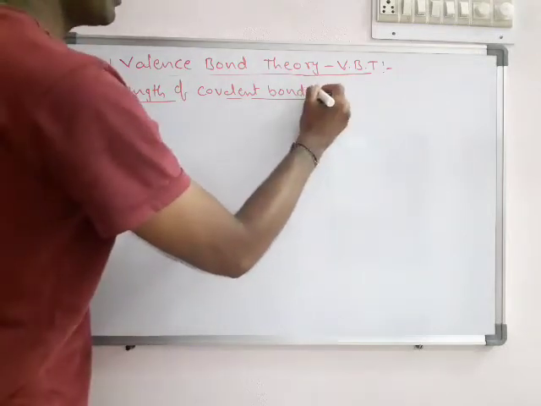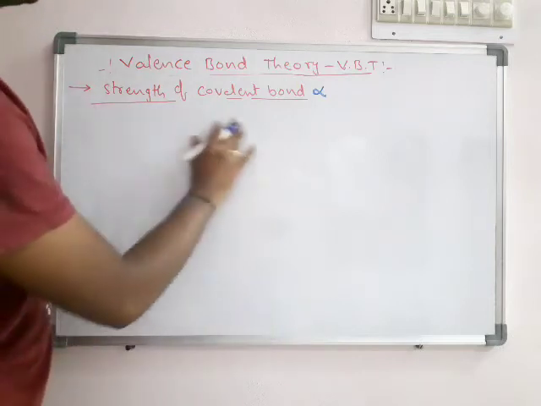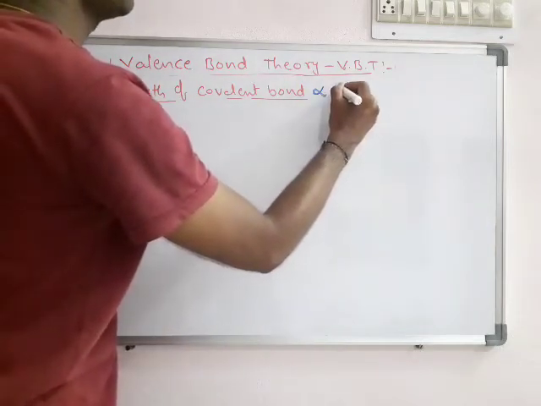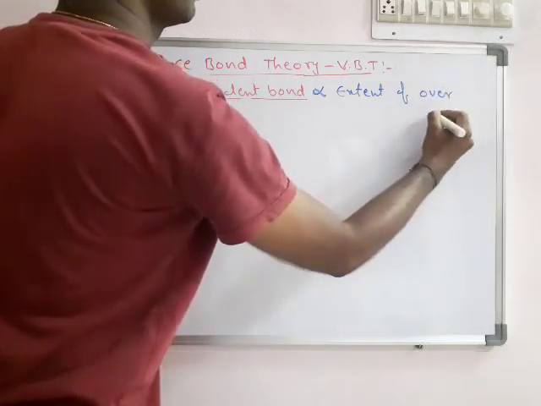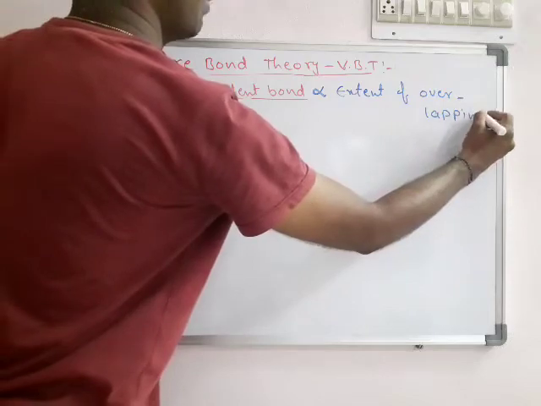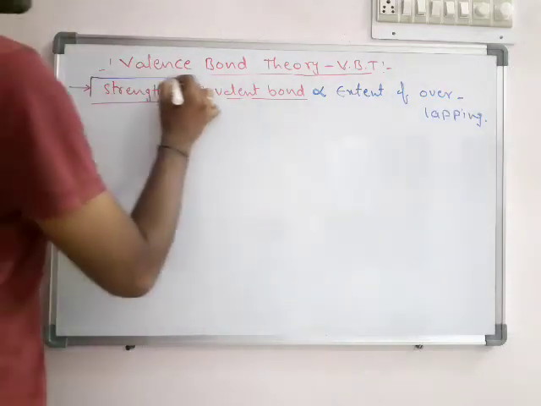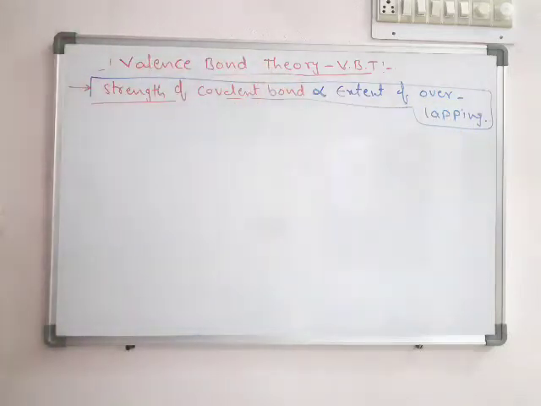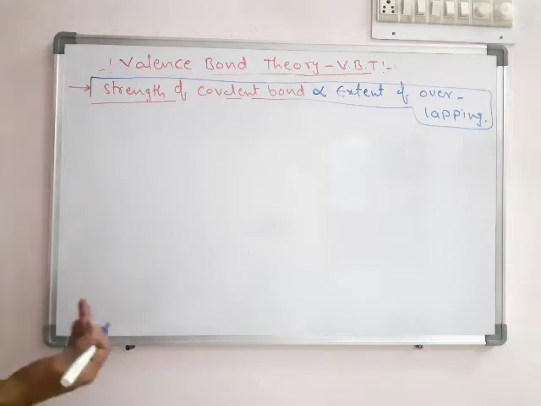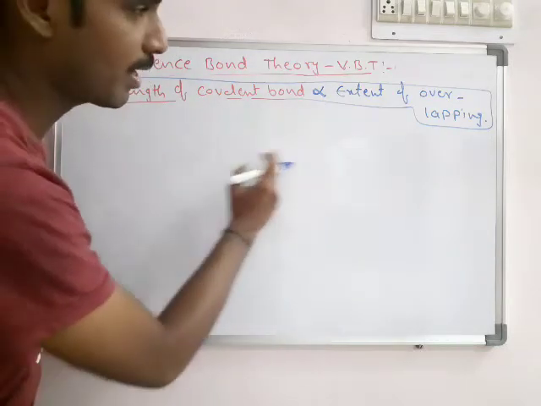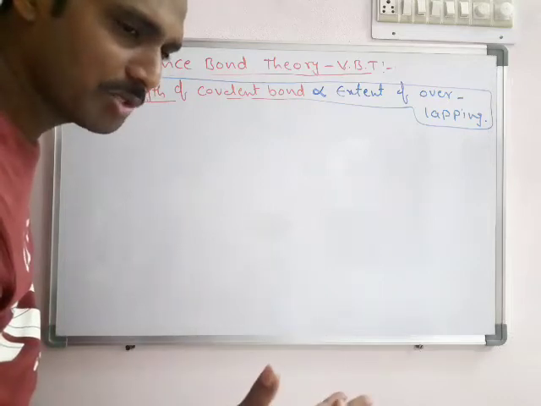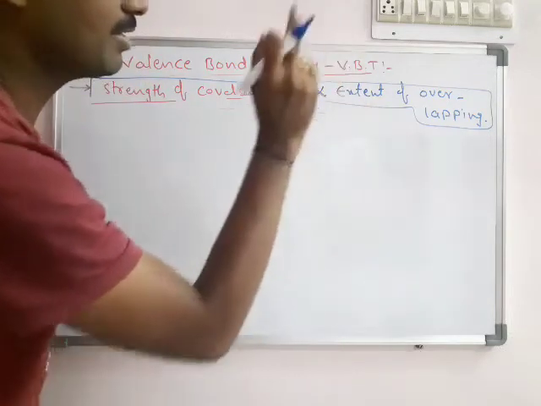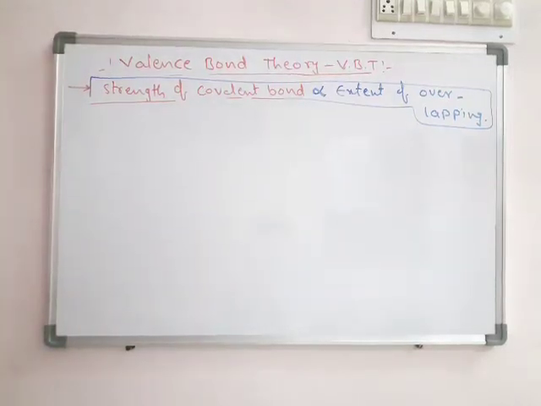is directly proportional to, just write it as a relation, strength of covalent bond directly proportional to the extent of overlapping of orbitals. Write it as a general formula: the strength of covalent bond is directly proportional to the extent of overlapping. If overlapping is more, the bond is strong; if overlap is only normal, the bond will have less energy. Means different molecules are having different types of bond energies because they are having different extents of overlapping. So here we give a definition about bond energies.